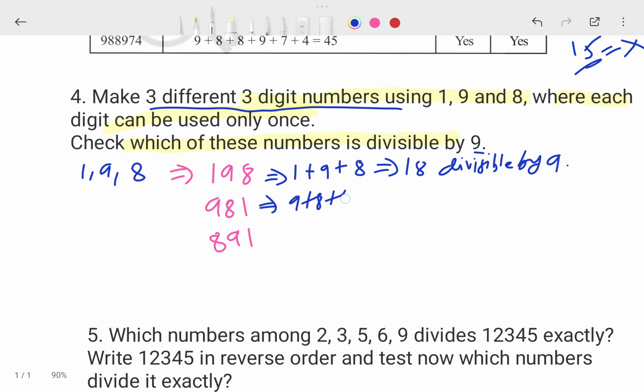Okay, now check this one. 9 plus 8 plus 1, if you add, this is also going to be 18. So in the 9 table, 18 is there? Yes, it is there. So it's also divisible by 9. Now we have to check this one.